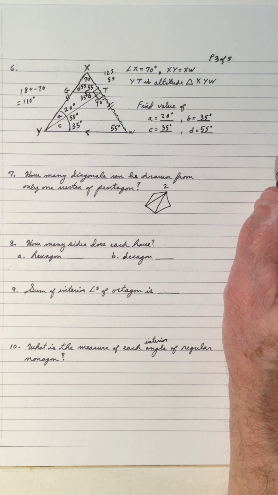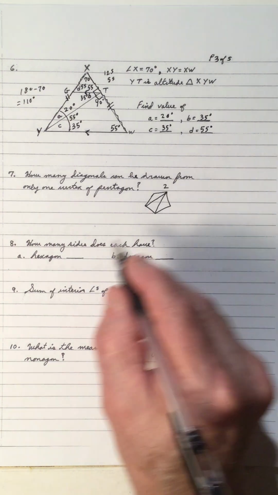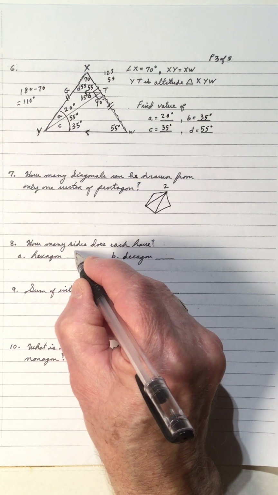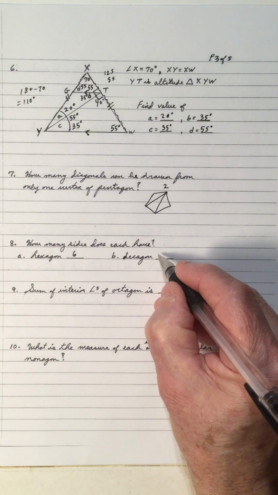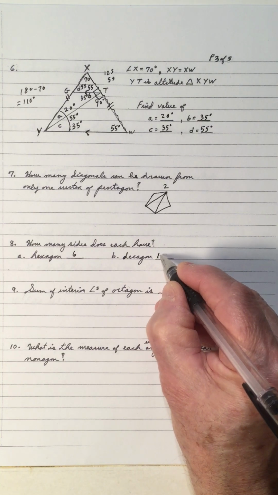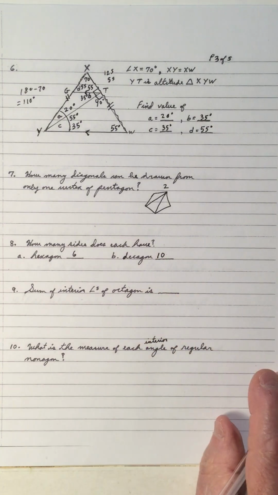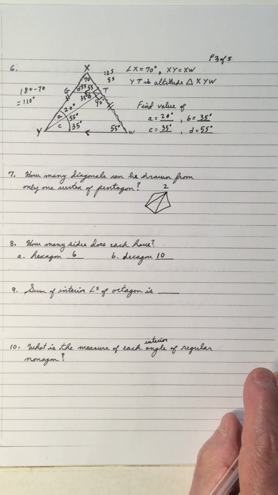Number 8. How many sides does each have? A hexagon has how many sides? 6. A decagon, I memorize it, has 10. Again, you have to memorize those facts.